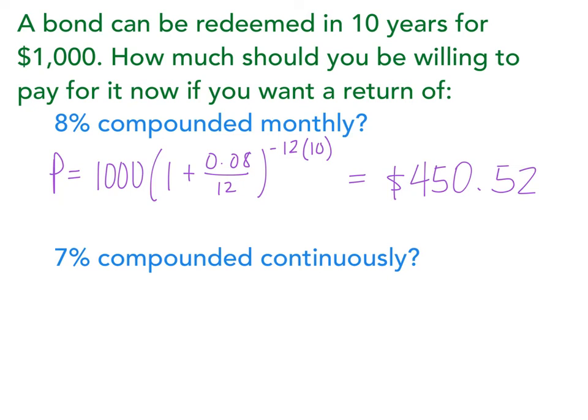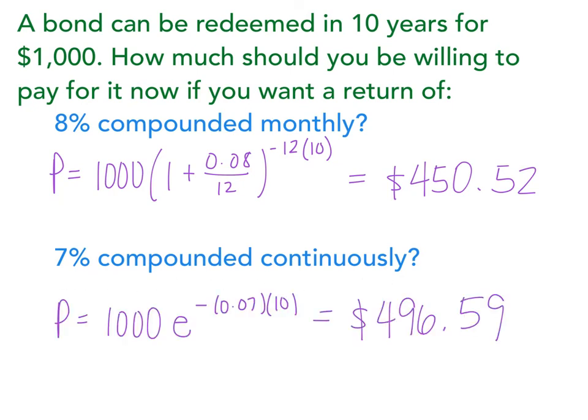So now let's check out the other equation if I want to do 7% compounded continuously. So when I plug in all of my information, I still have my $1,000, which I'm hoping to get out in 10 years at a 7% interest that's compounded continuously, because I have to use my E. It's going to cost me about $496.59 to get that today.